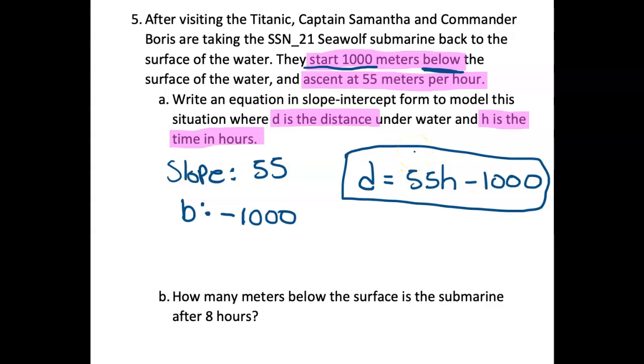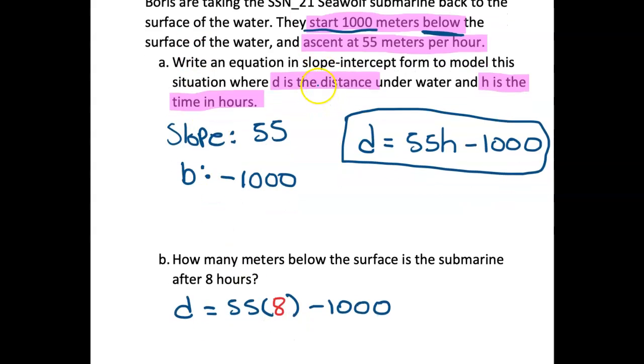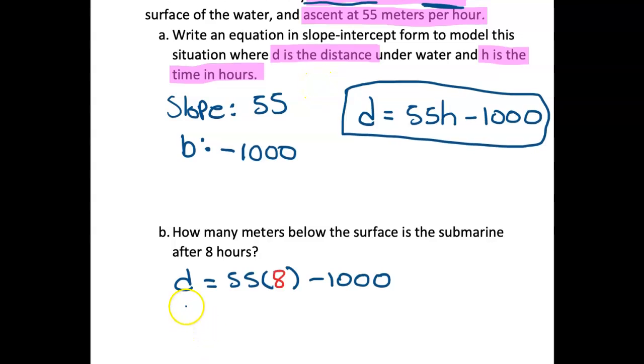Okay. Now, part B. How many meters below the surface is the submarine after 8 hours? So now that I have my linear model, my equation, I can simply substitute the 8 for the hours and see what the distance is. So I have 55 times 8 minus 1,000. And the distance is negative 560.